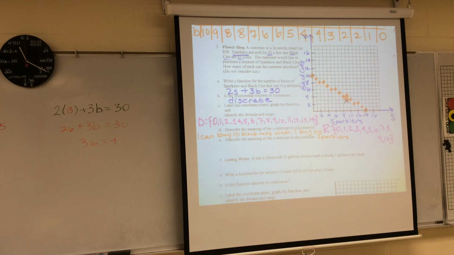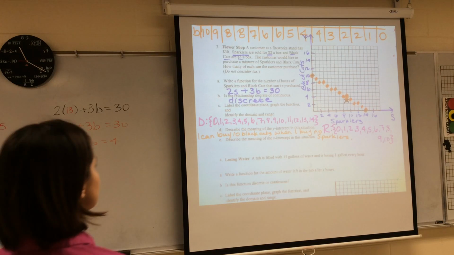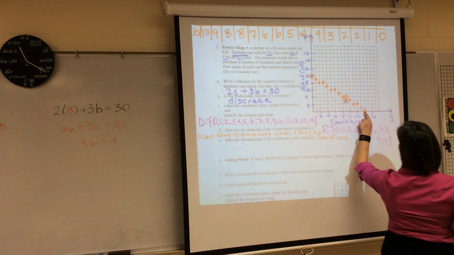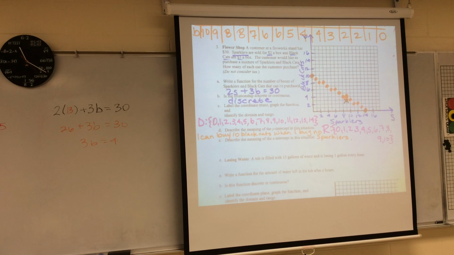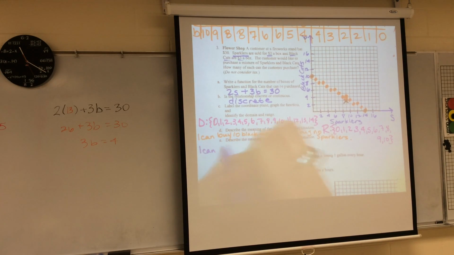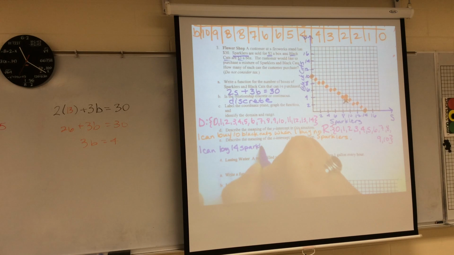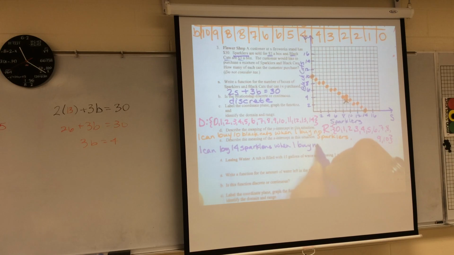All right, what about that X-intercept? What does the X-intercept mean? You can buy 14 sparklers if you buy no black cats. I can buy 14 sparklers because we have 14 sparklers when we buy no black cats. I can buy, B-U-Y, 14 sparklers when I buy no black cats.